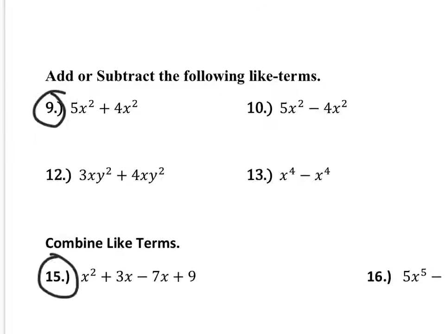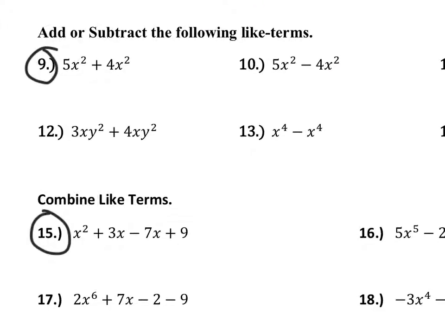Alright, now let's practice combining like terms. In number 9, we have 5x squared plus 4x squared. We know they are like terms because they both have an x squared. So we can combine them. 5x squareds plus 4x squareds gives us 9x squareds.